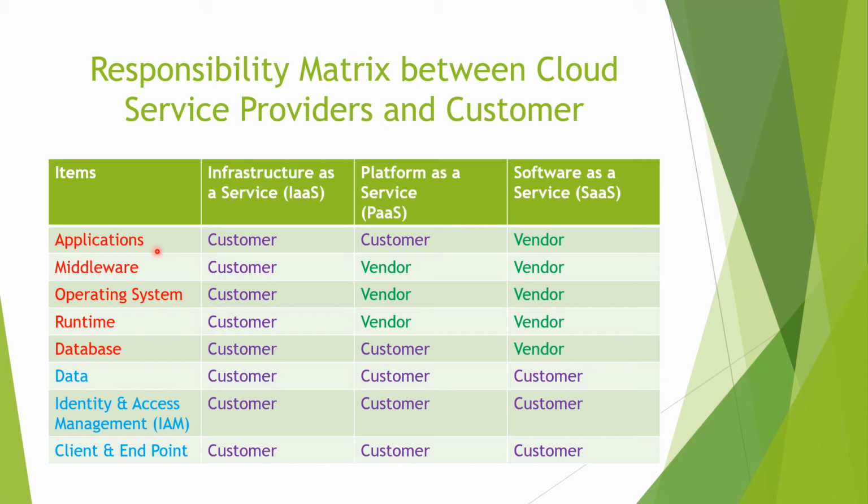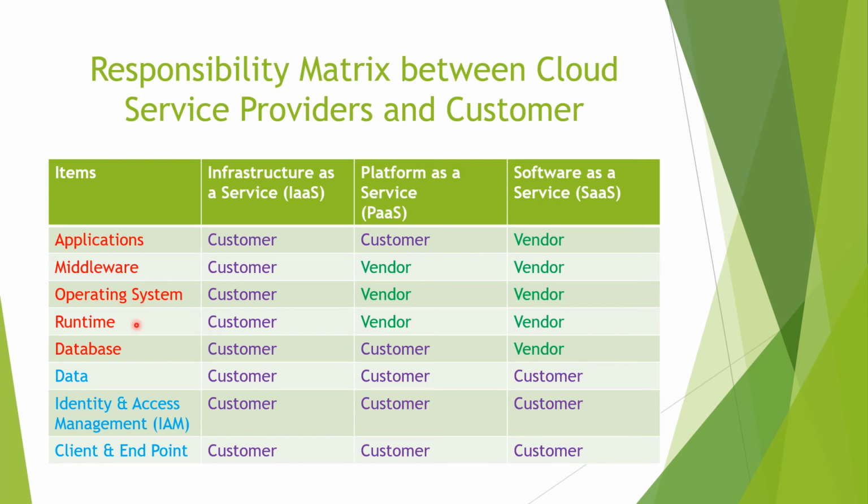In case of applications, the customer is responsible for applications in case of infrastructure as a service and platform as a service. But in software as a service, the vendor is responsible for applications. So in case of middleware and operating system, for these two items, the customer is responsible in case of infrastructure as a service. But in case of platform as a service and software as a service, the vendor is responsible for middleware and operating system.